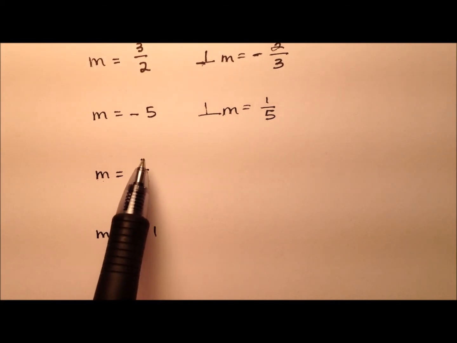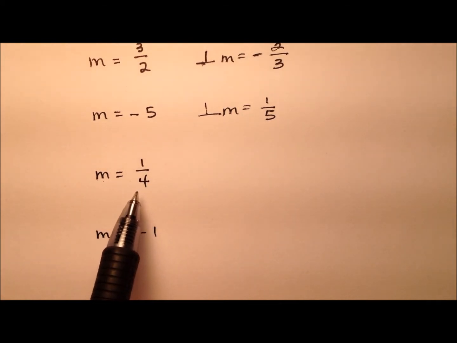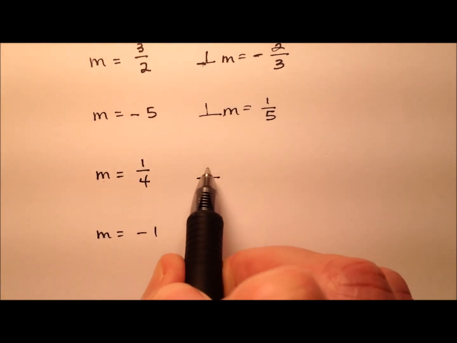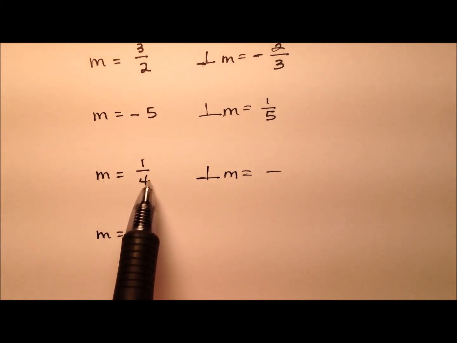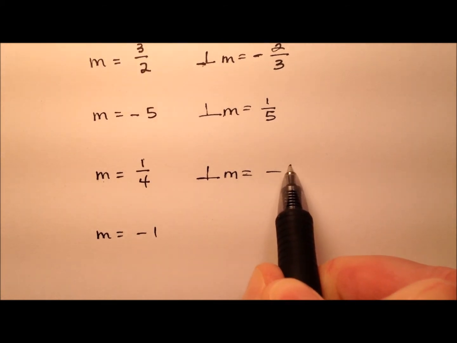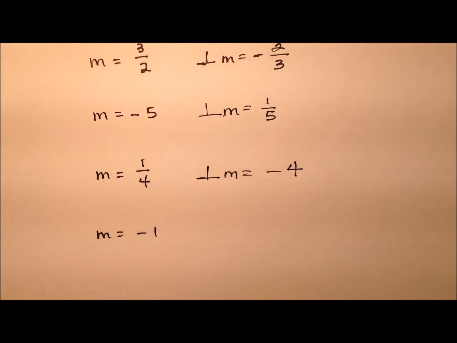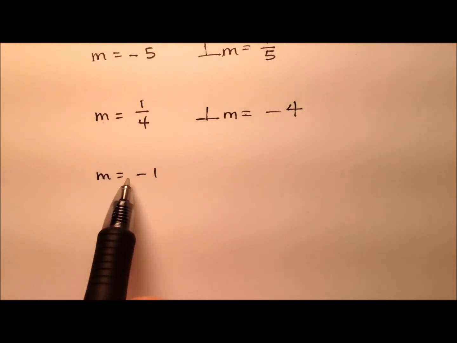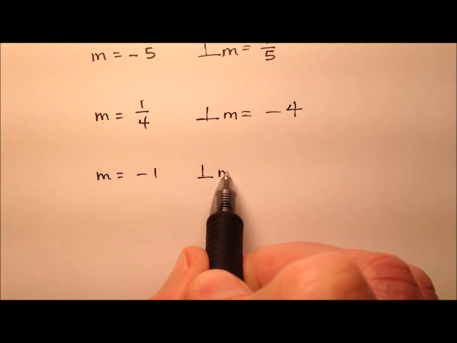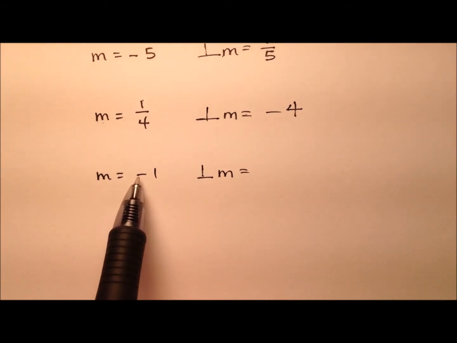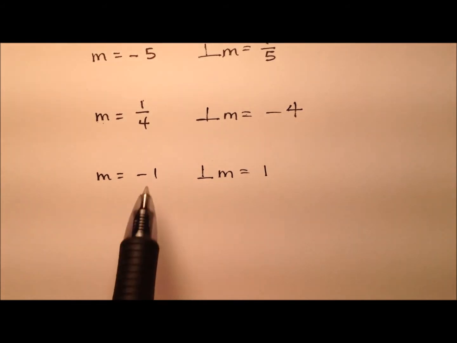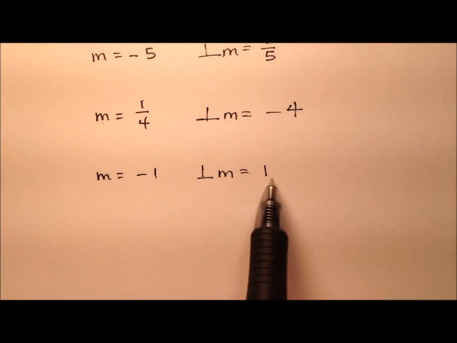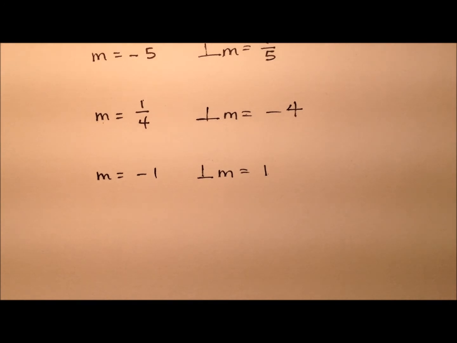Okay, well, let's look at m equals 1/4. So if they're going to be opposite reciprocals, this one's positive. So the perpendicular slope will have to be negative. And of course, if it's 1/4, when we take the reciprocal, it'll become 4/1, or we can just say 4. And finally here, if we have a slope that's -1, a perpendicular slope, well, we'll change the sign, so it'll go from negative to positive. And the reciprocal of 1 is just 1. So if you have a slope that's -1 and a slope that's 1 on a couple of lines, we know that those lines are perpendicular to one another.